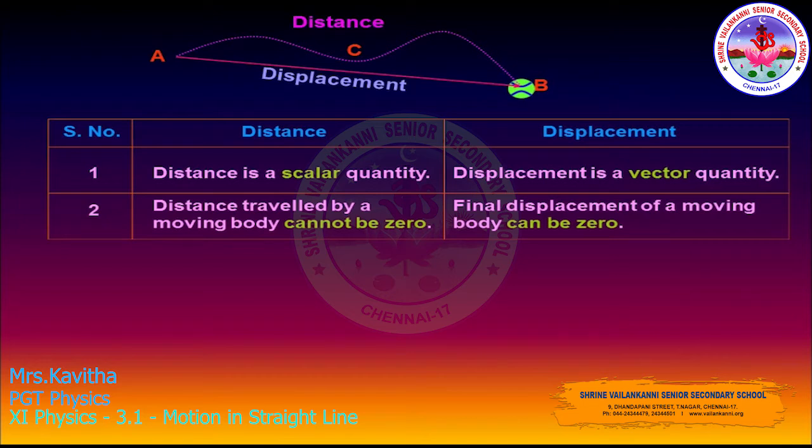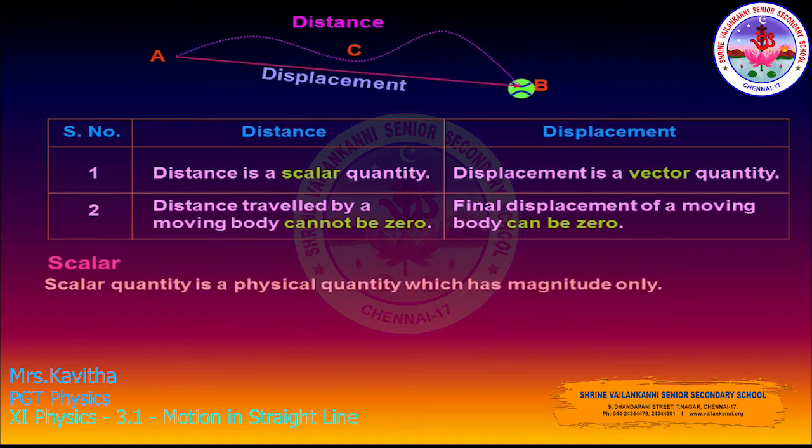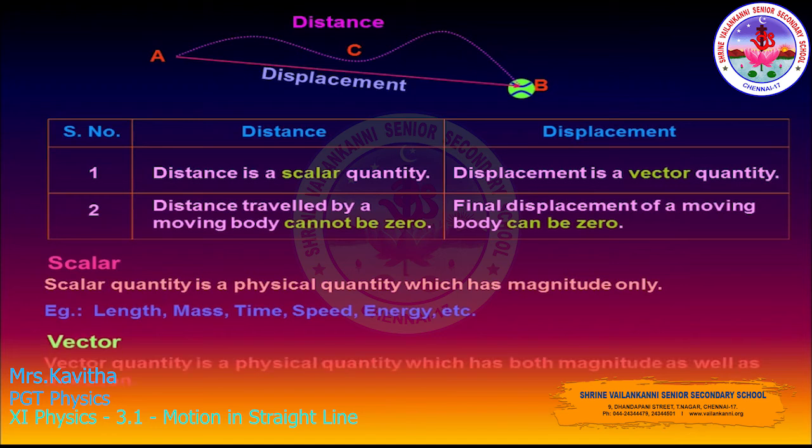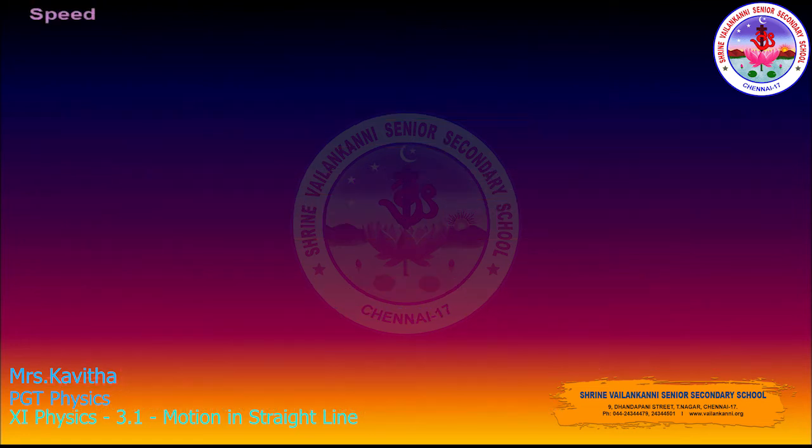The second point: distance travelled by a moving body cannot be 0, and final displacement of a moving body can be 0. A scalar quantity has only magnitude, as we said. Examples: length, mass, time, speed, energy. And a vector quantity has both magnitude as well as direction. Examples: displacement, velocity, acceleration, momentum, force, etc.